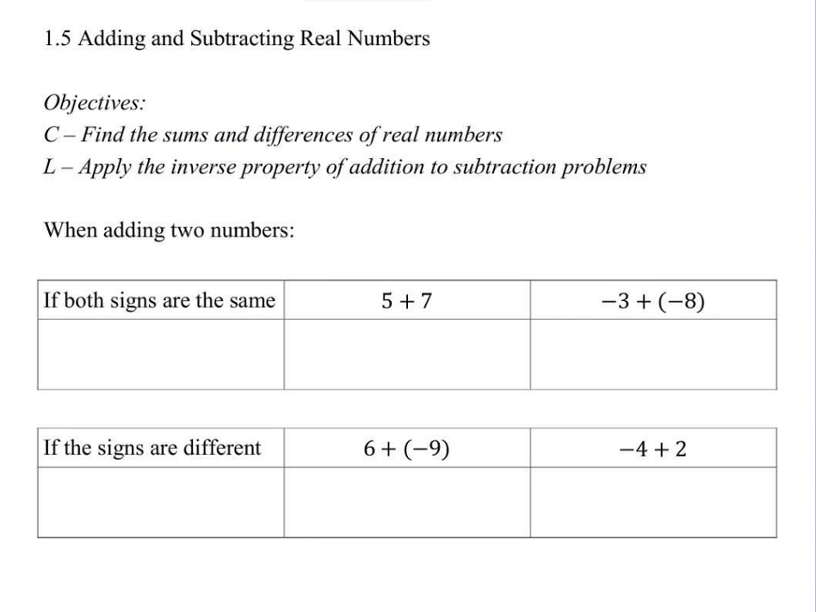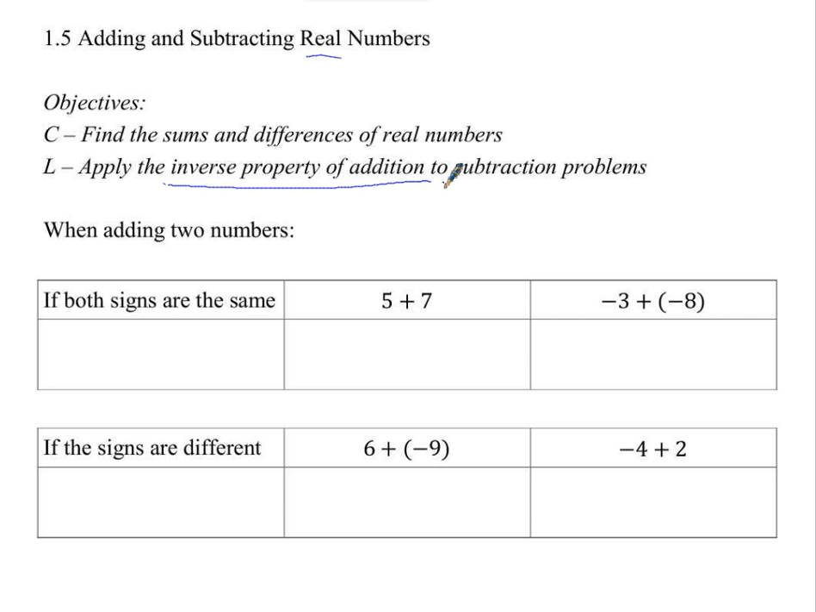In section 1.5, we're just reviewing how to add and subtract. Again, we call these numbers real numbers. Even though every number we work with is real, we still have to call it real numbers. So adding and subtracting real numbers. Today we're just going to find the sums and differences of real numbers, and then the inverse property of addition is going to be applied to subtraction problems. You'll see what we mean when we get there.